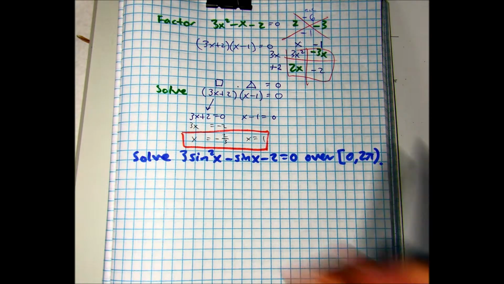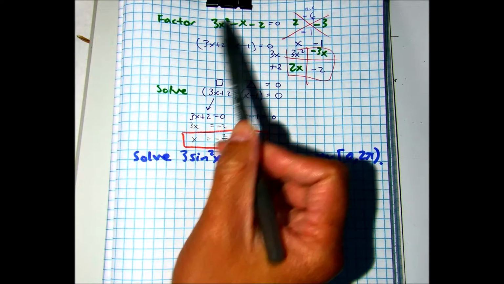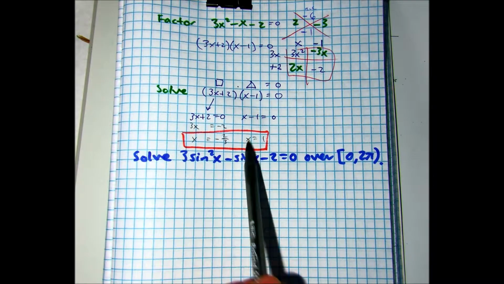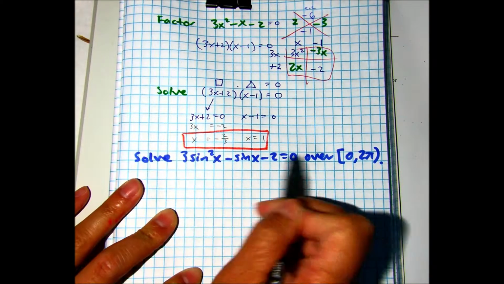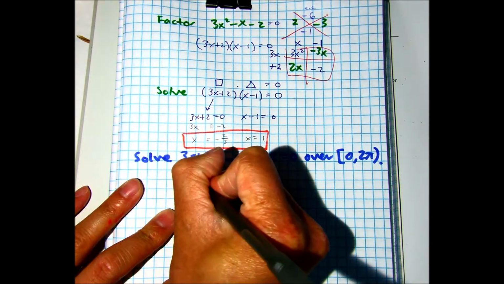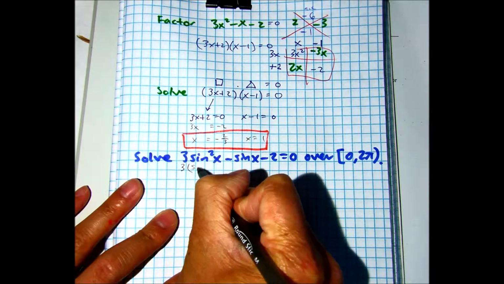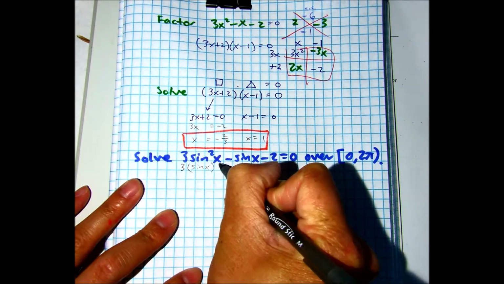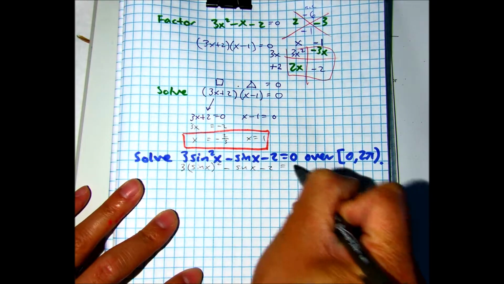Alright, so I asked you as a warm-up problem to factor 3x squared minus x minus 2 and also to solve it, and you get this as your answer, right? Okay, how would you write this a little bit more friendly? 3 times what? Sine of x squared minus sine x minus 2 equals 0, right?